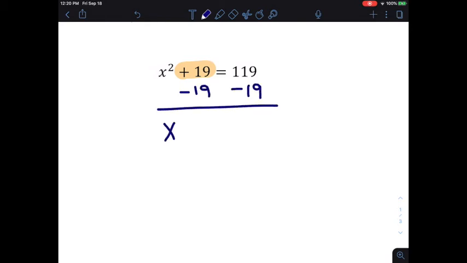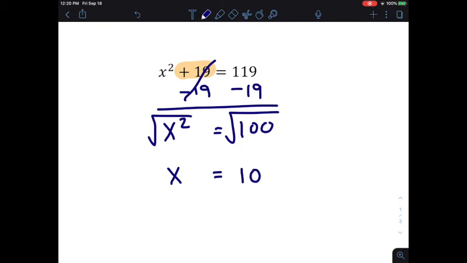So I have x squared, those go away, equals 100. And then if you remember, the opposite of a squared term is the square root. So we're going to do the square root of 100. And that is going to be x on the left-hand side and 10 on the right-hand side, because we know that 10 times 10 equals 100.